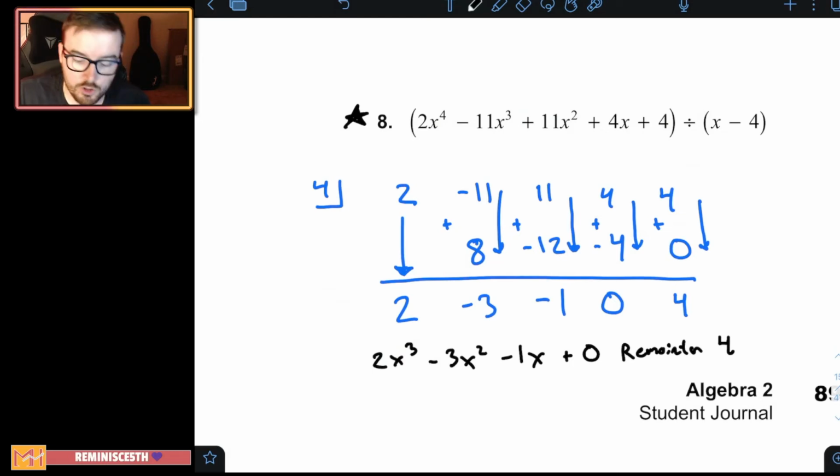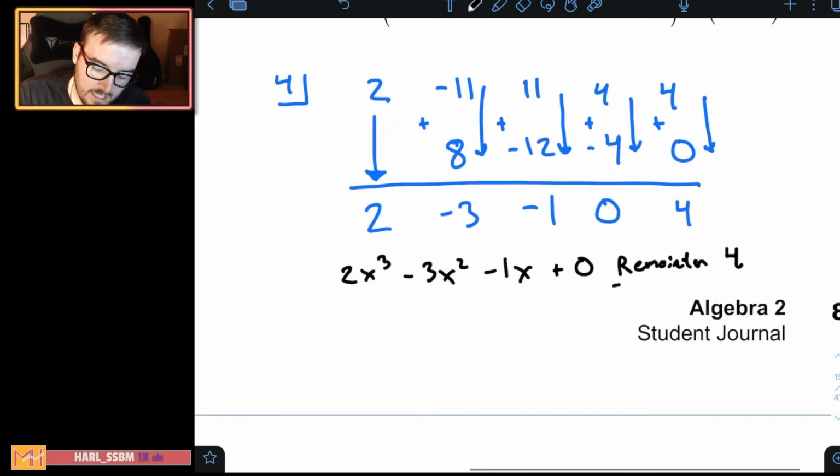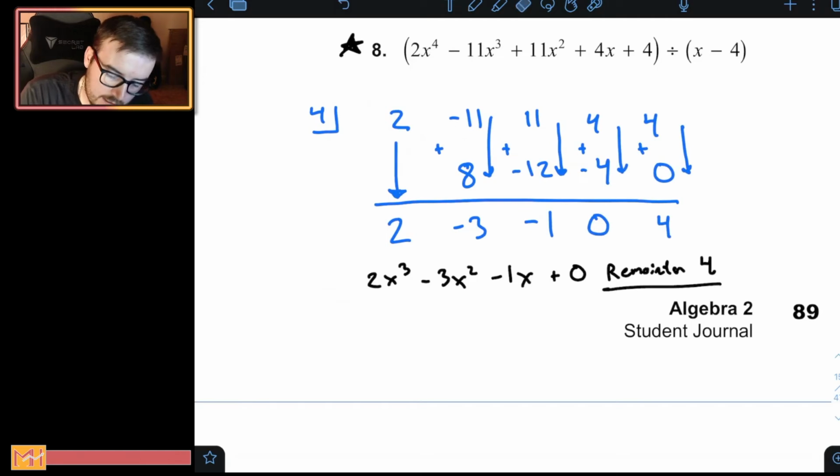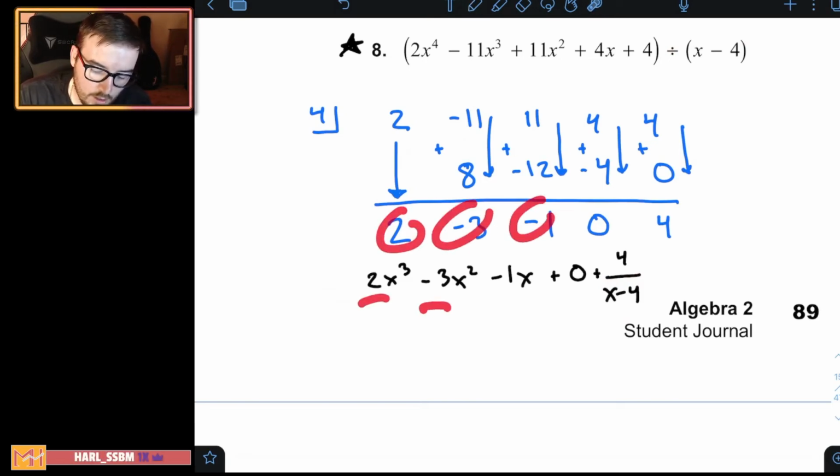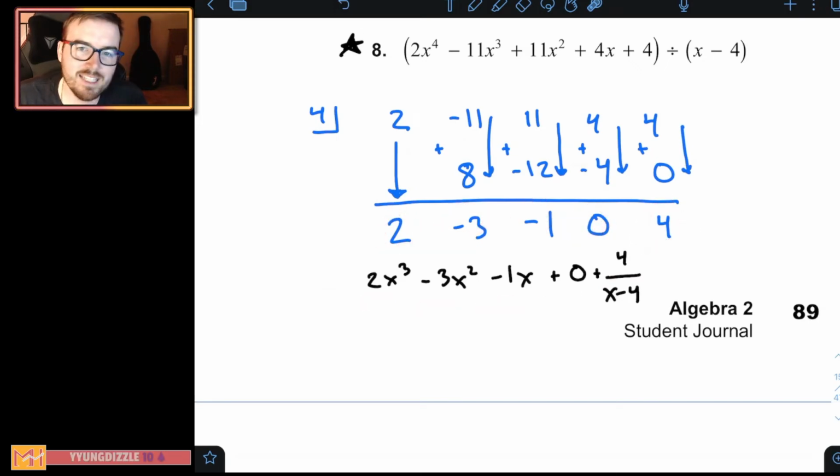And I want to introduce one other way that remainders can be written. Instead of simply writing remainder 4, what is also true is the remainder over the divisor. So we got all of these nice, pretty whole numbers. But what we're saying is that, wait a minute, there's this leftover piece, and that's our remainder.